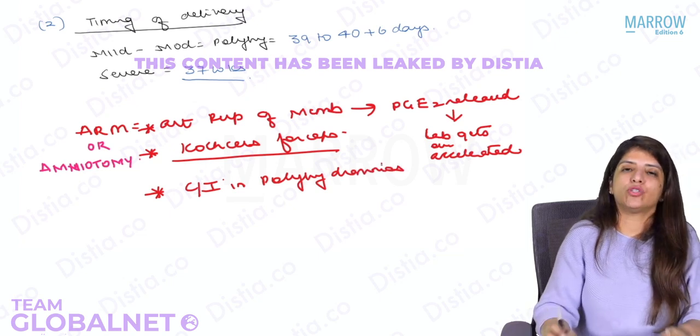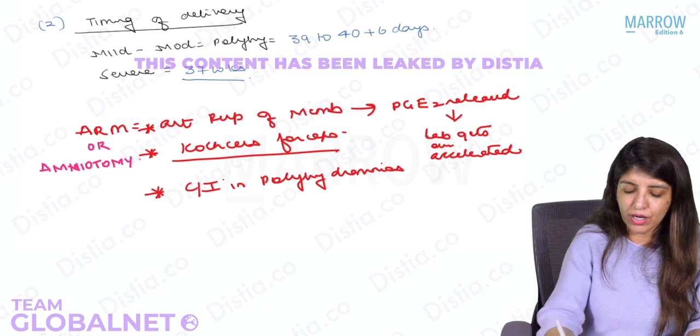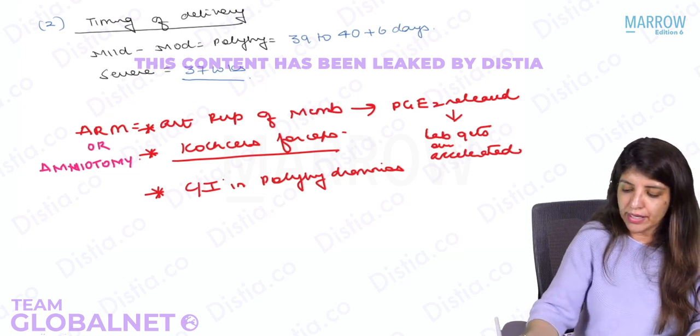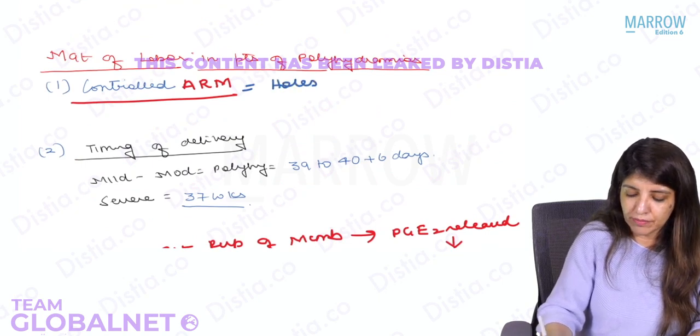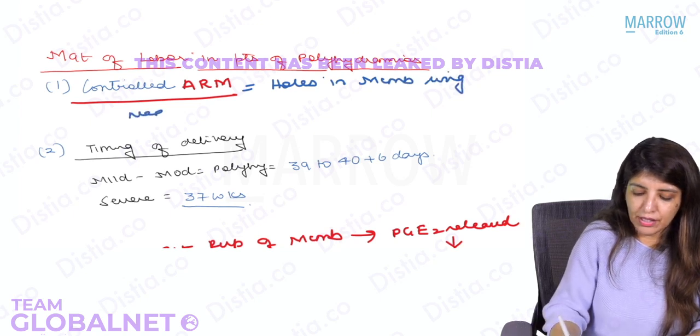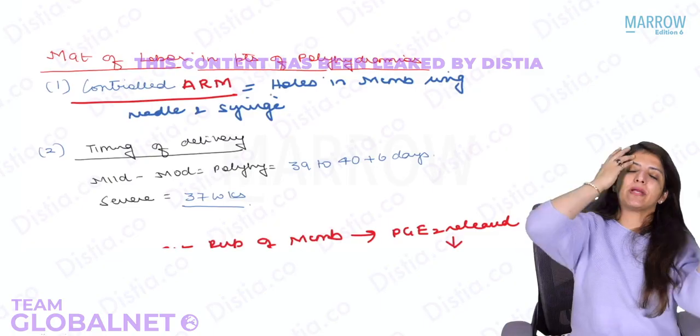I am not going to rupture the membranes randomly, right? I am going to do a controlled ARM. In a controlled ARM, I am going to make holes in the membrane using a needle and syringe. Using needle and syringe. Just write it down and let me explain.